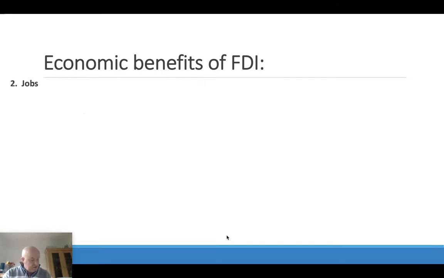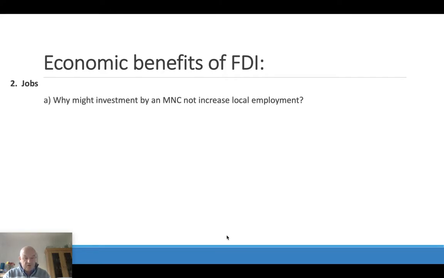Okay, other things that we can talk about then. Okay, so that was just economic benefits, so economic growth, employment, and inflation. The second one we could take a look at is jobs. So why might investment by an MNC not increase local employment? That would be one thing that we could take a look at. Another thing that we might bear in mind is that MNCs might exploit local workers, and what are the issues around that. The next thing we could take a look at is tax revenue.